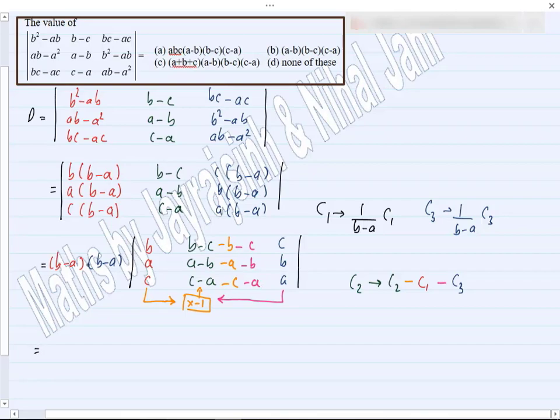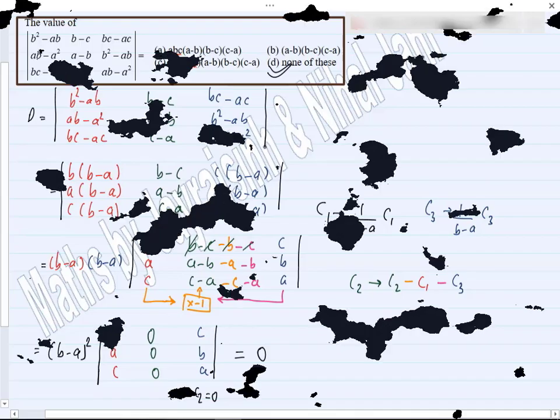So in the next step, our (B minus A) square will be as it is. First and third column will also be as it is. And in the second column, B cancels out, C cancels out, we get 0. Similarly, we get the rest of the terms equal to 0. So here our entire second column is equal to 0, which suggests that the value of the determinant is 0. Tada! Option D is the correct option.